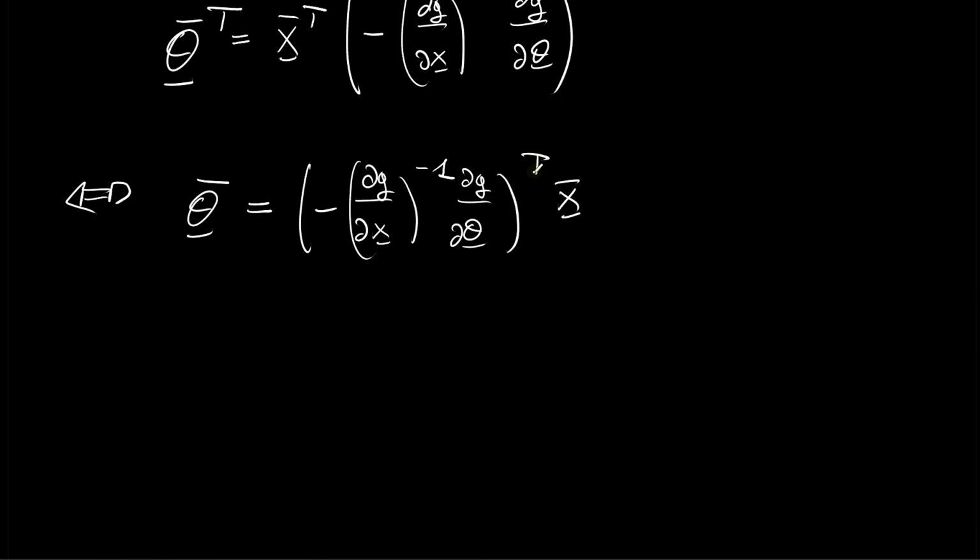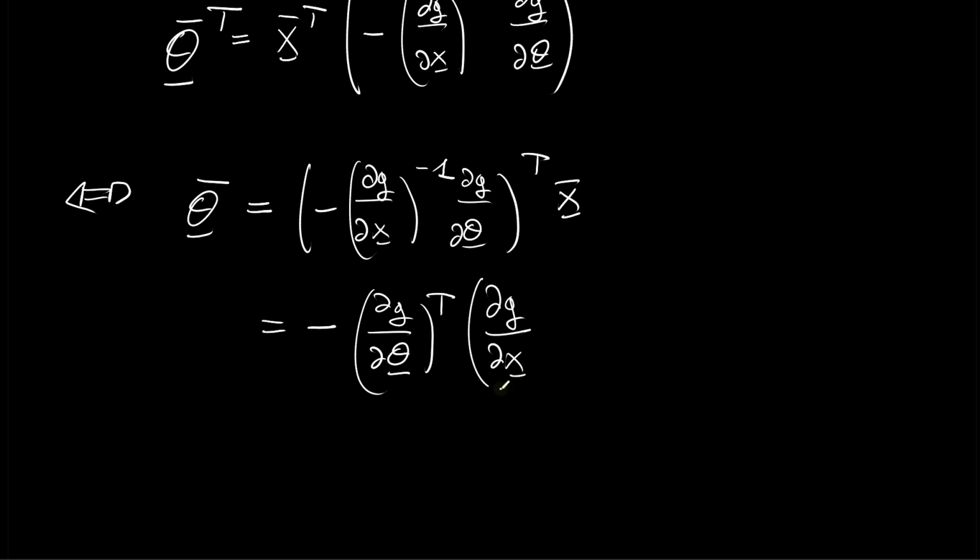And then let's apply the transposition rule for multiplication of matrices, and this will change the order and apply the transpose to all of them. So we will get that this is minus dg with respect to theta in brackets transpose multiplied with dg with respect to x in brackets to the minus T, so it's the inverse of the transpose matrix multiplied with x bar.